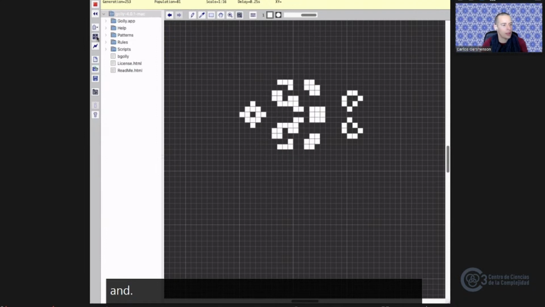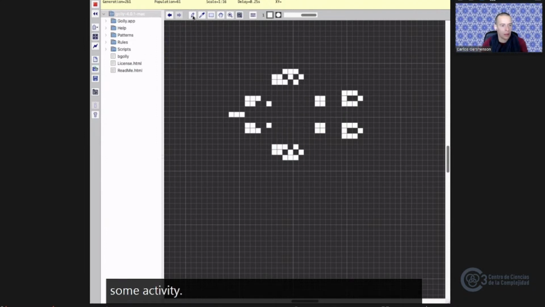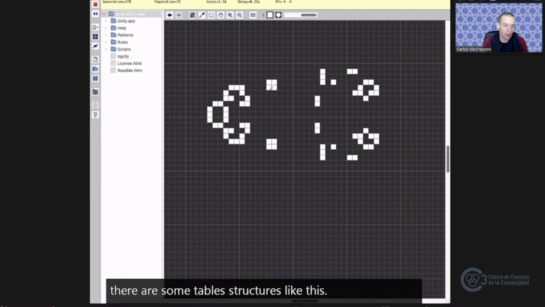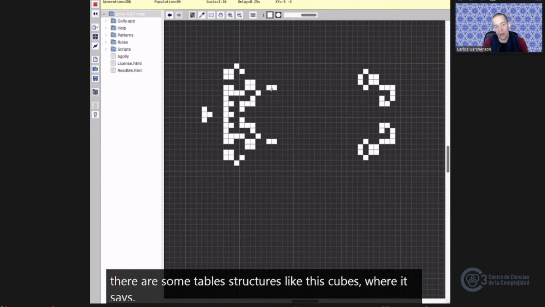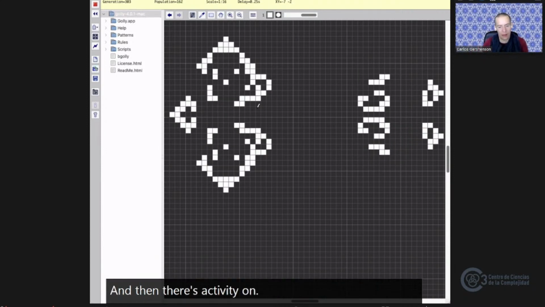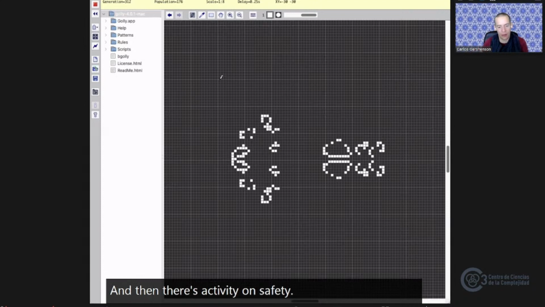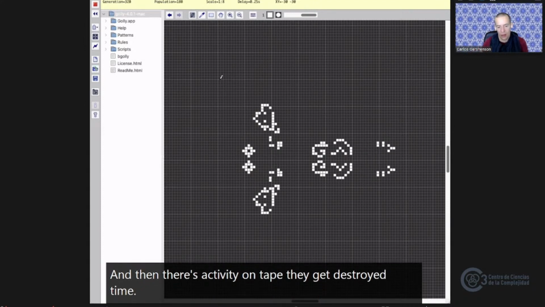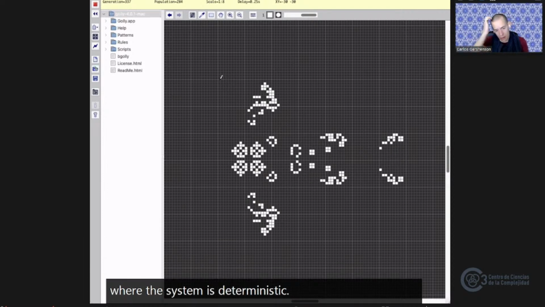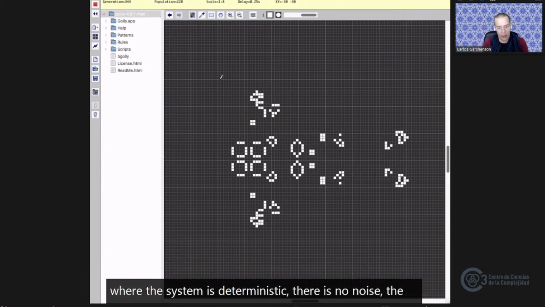There's some activity. And there are some stable structures like these cubes where each cell has 3 neighbors, so they're stable. And then there's activity, and let's say they get destroyed in time. Well, the system is deterministic. There's no noise. The rules are very well defined.